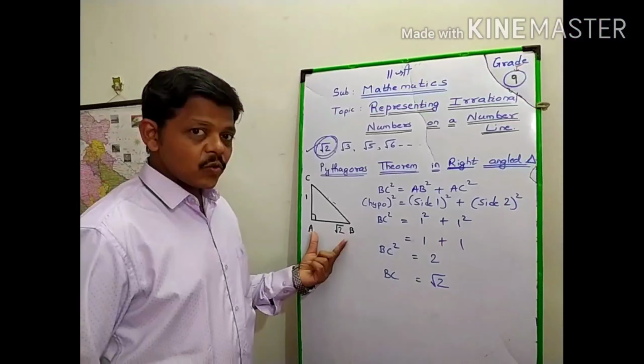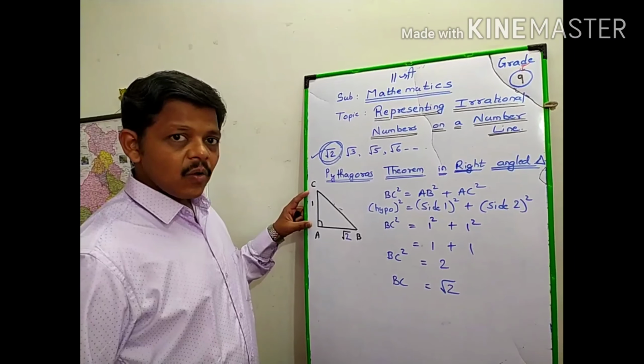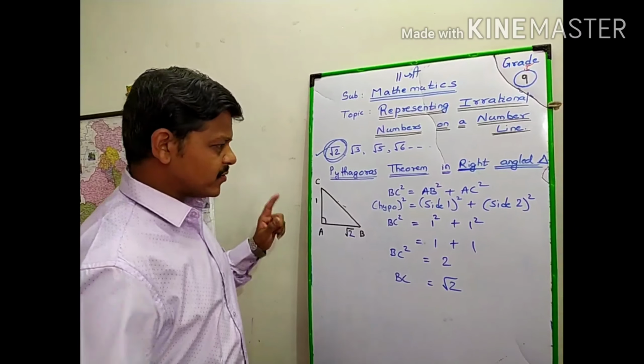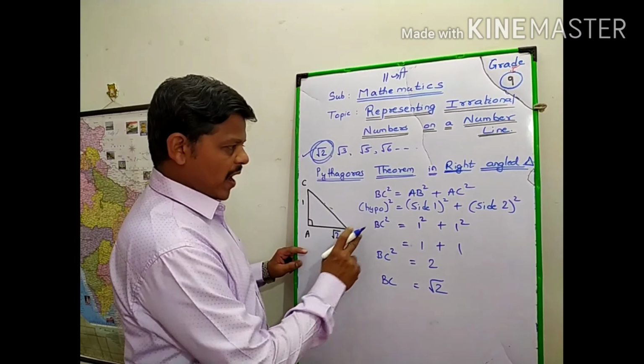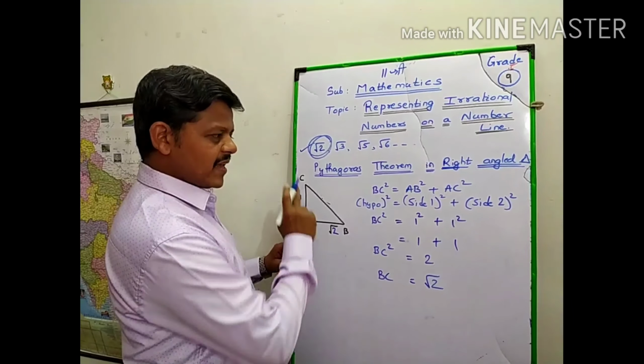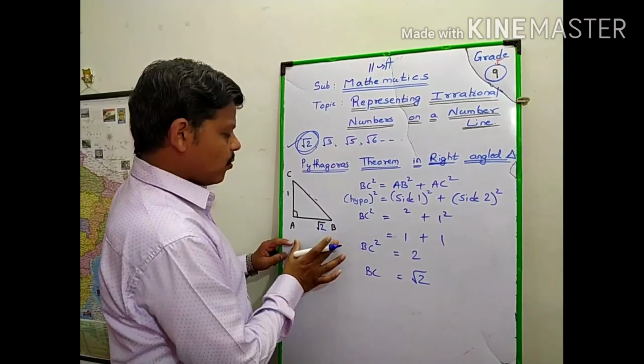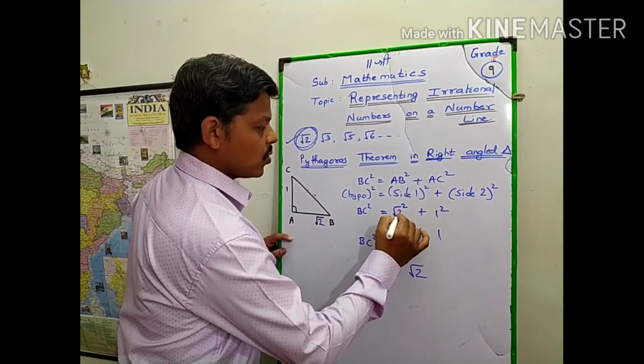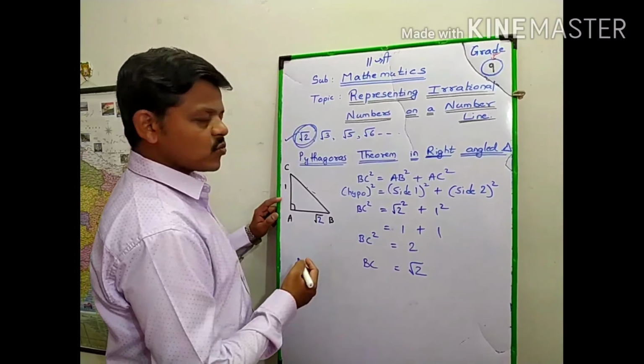So the base as root 2 and the height as 1. That is root 1 or 1 you can consider. So let me see. BC square would be AB square plus AC square. And how much is AB now? AB was root 2. Root 2 square plus 1 square.